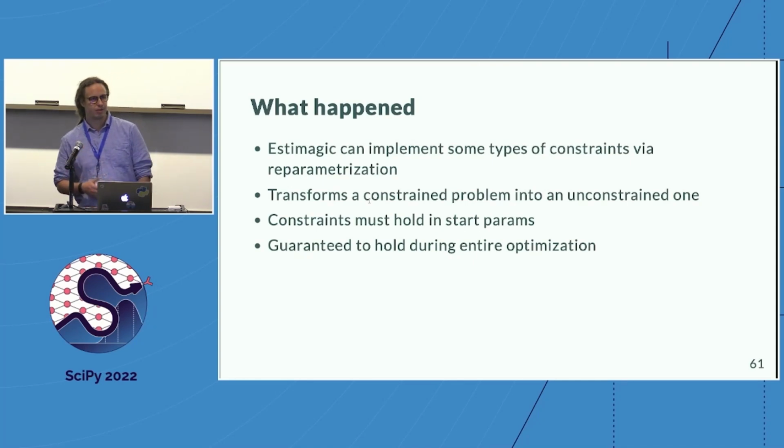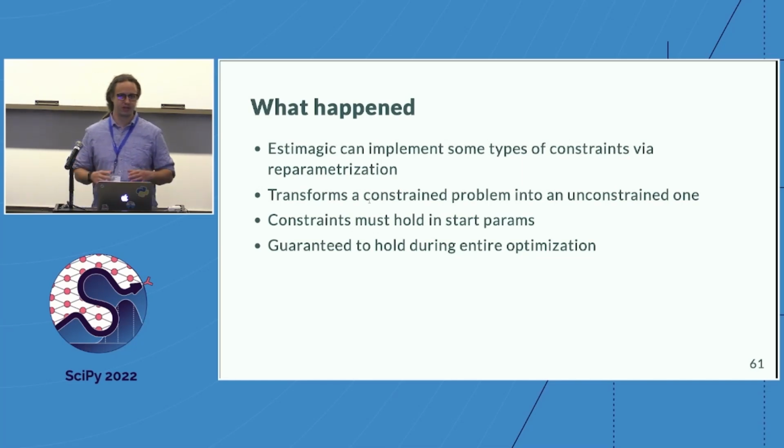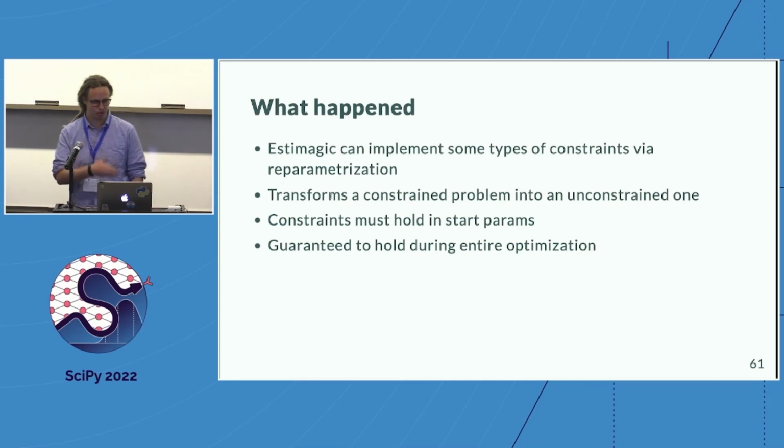Estimagic can implement some of these constraints via reparameterization. So instead of searching over the original parameter space, we transform the parameter space and search over one where, by just obeying bounds, we also obey the constraints. And this basically transforms a constrained problem into an unconstrained one, and then passes that unconstrained problem to the optimizer and does all the conversions back as well.